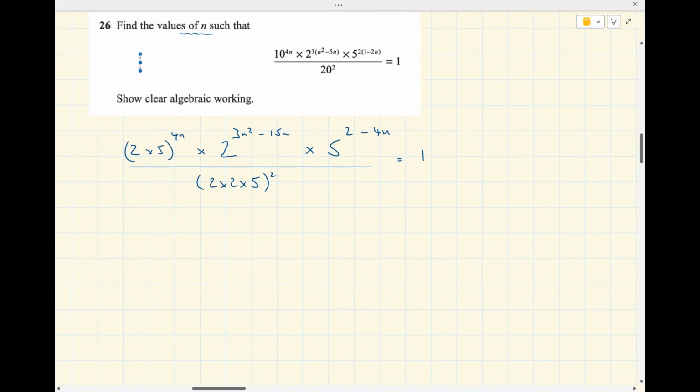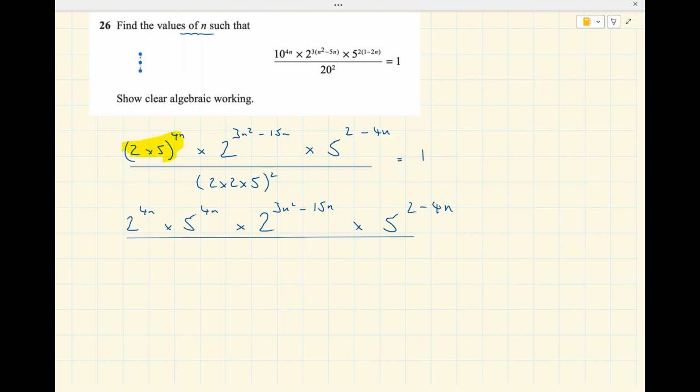Okay, shall I keep on going? Now, I can simplify this. That is 2 to the power of 4n times 5 to the power of 4n times 2 to the power of 3n squared minus 15n. Notice how I'm only doing one thing at a time. Now, all of that is over 2 squared times 2 squared times 5 squared. And that equals 1.